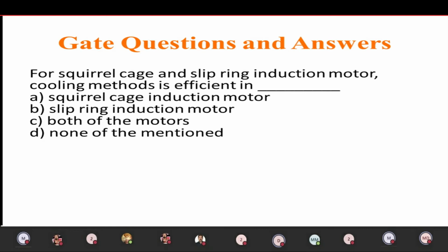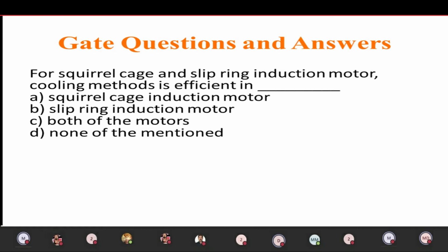So, for squirrel cage and slip ring induction motor, the cooling method is efficient in which? So what are cooling methods? We are removing the heat. The heat generated by the machine is due to iron loss, copper loss, and mechanical losses. These losses are dissipated only in the form of heat. So the rising of heat will affect the performance of the machine.